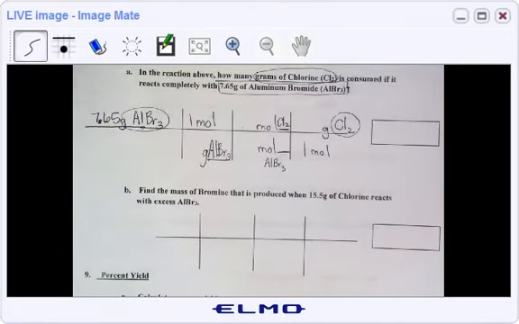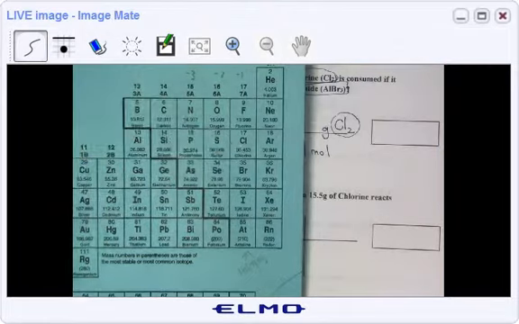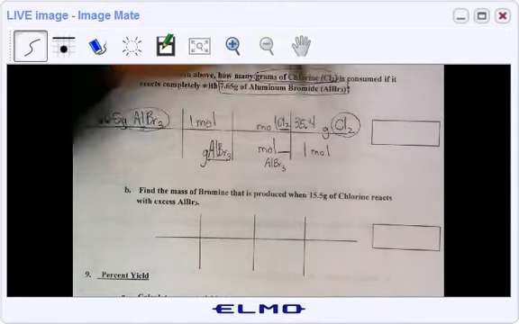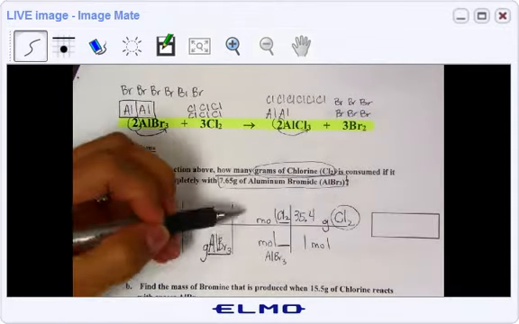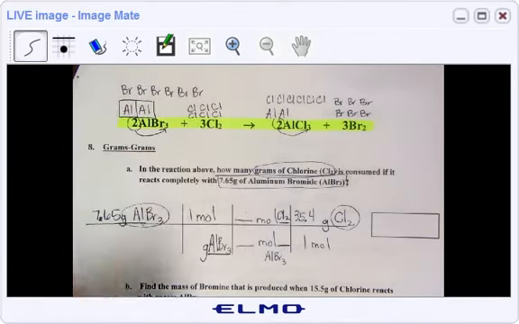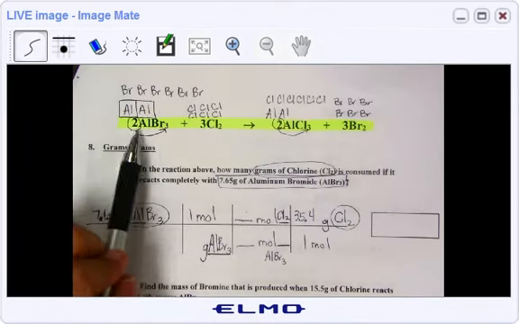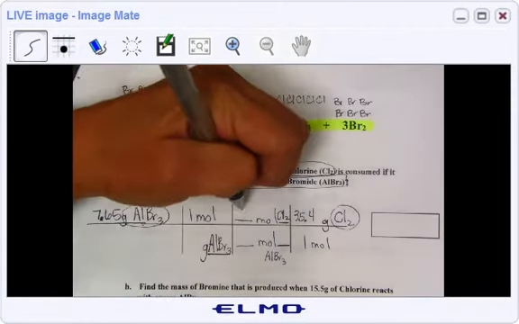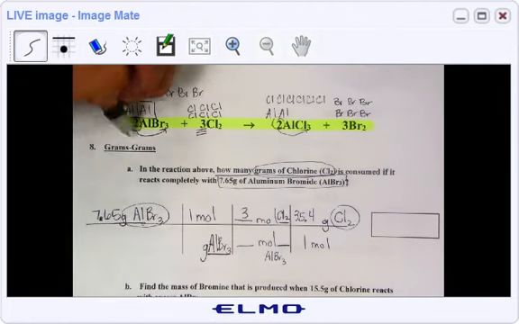Grams of Cl, where do you find the mass of chlorine? Refer back to the periodic chart, 35.4. You do not just put the number 1 by these 2 moles. Okay, instead you use the coefficient. So what is the coefficient in front of Cl2? You look at the equation, 3 is the coefficient in front of Cl2. What's the coefficient in front of AlBr3? 2.